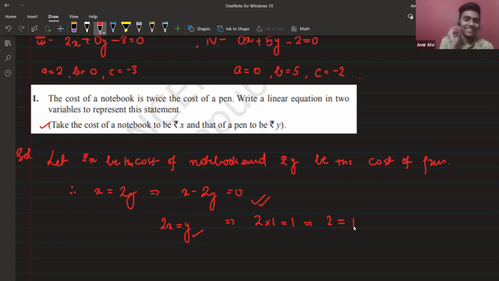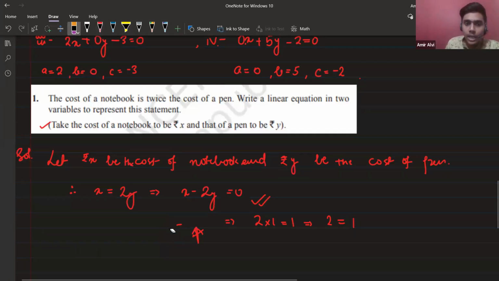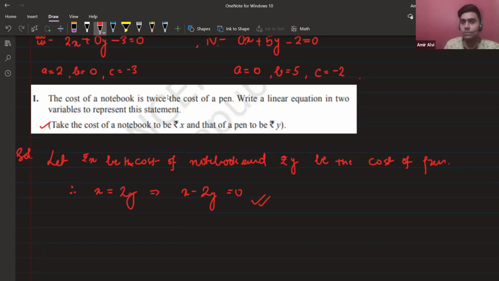I'm saying that if the value of a pen is 1 rupee, suppose this is also 1, this is also 1. Okay. So in that case, if you have to make 2x plus y, you have to assume that the cost of the notebook would be half of the pen. Half of the pen means x equals y. If you have to equate them, this is saying that the cost of the notebook is x.